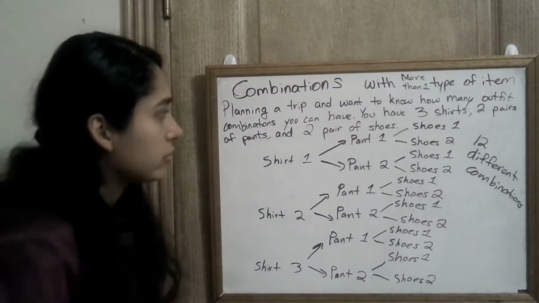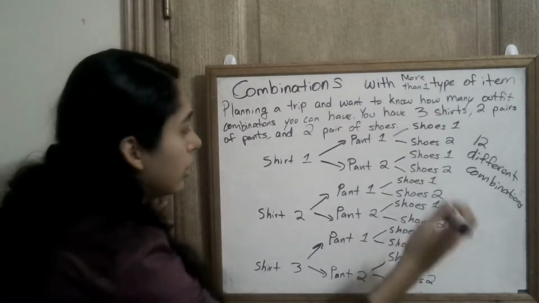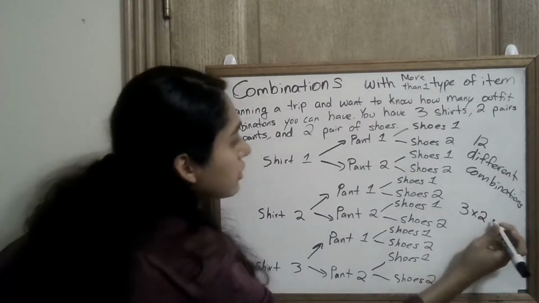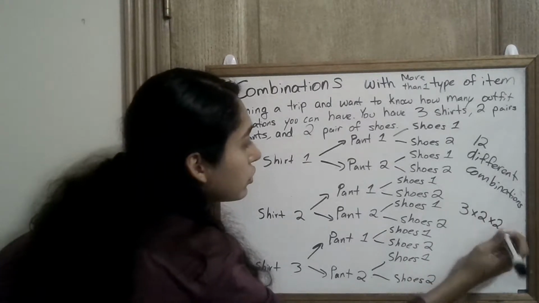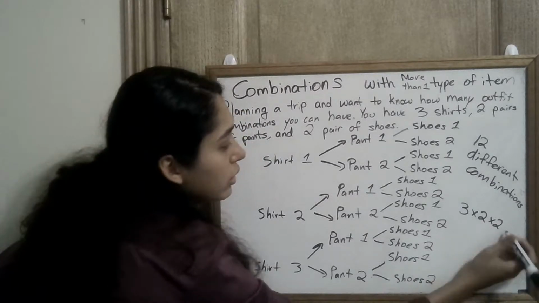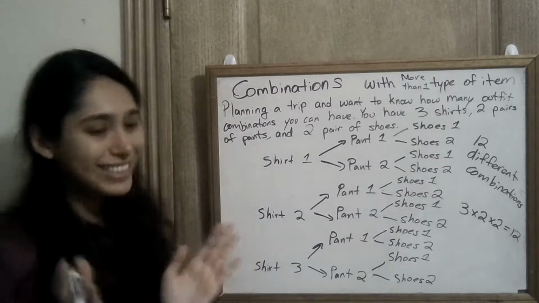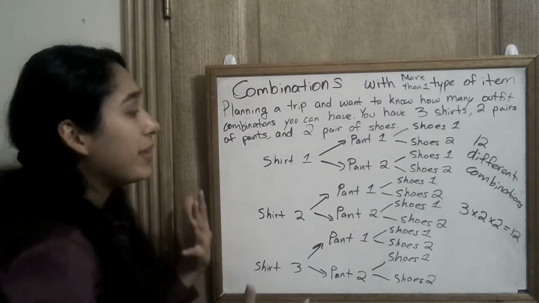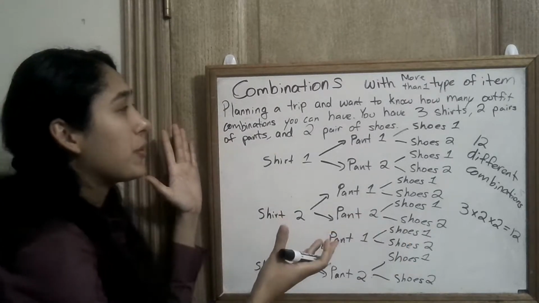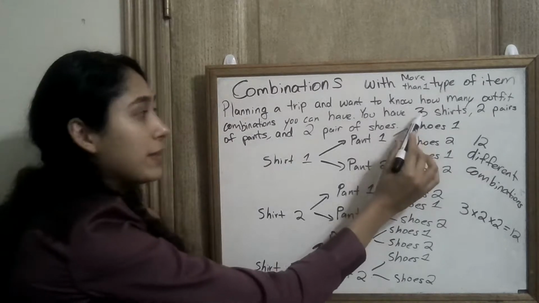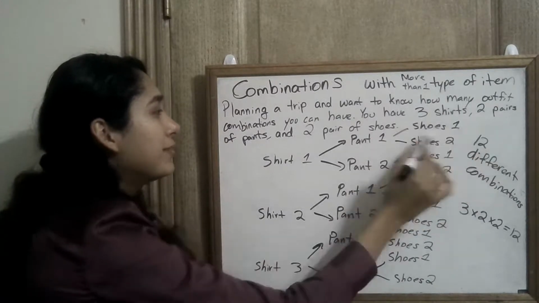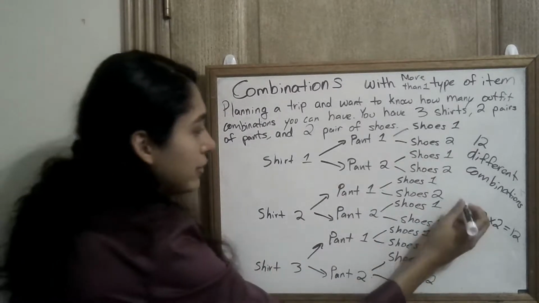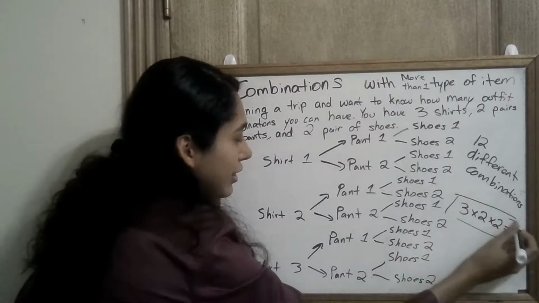There's a shortcut though. I could just say 3 shirts times 2 pairs of pants times 2 pairs of shoes. 3 times 2 is 6, times 2 is 12. Ha! I could have just done that and not had to draw out all of this. But now you can appreciate the beauty of combinations with more than one type of item. I could just multiply the number of each type of item, and there I get my total number of combinations. So let me go ahead and just say this. Easy way.